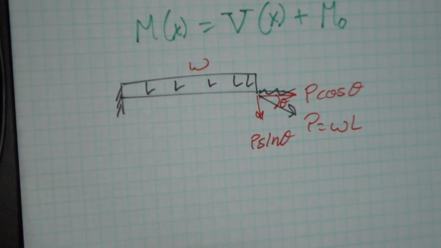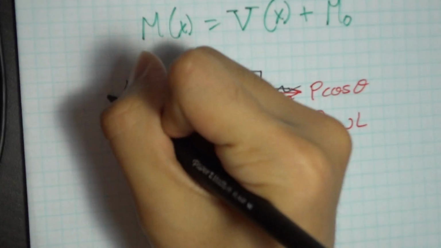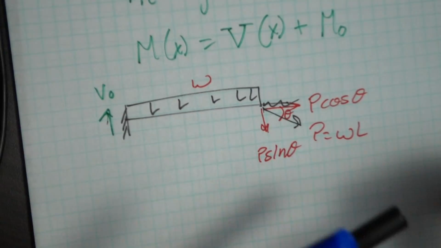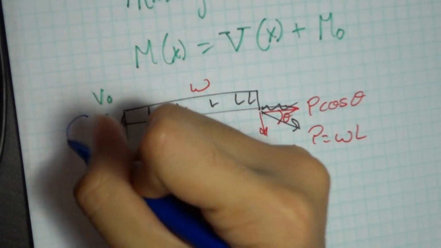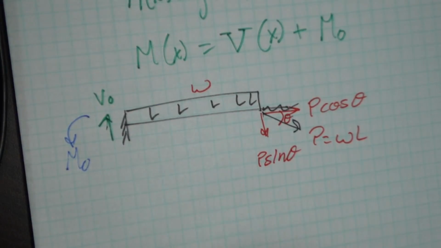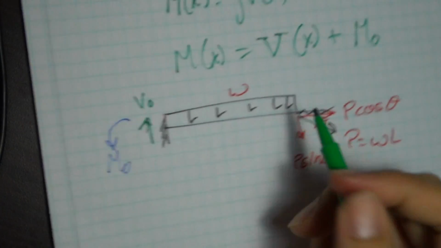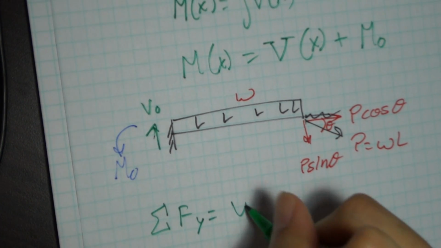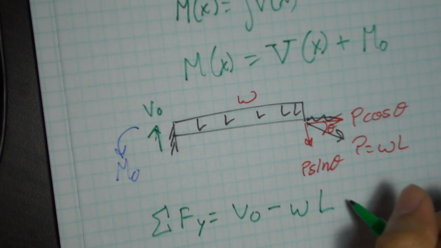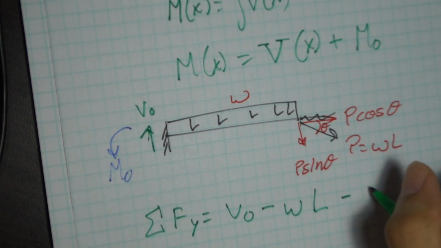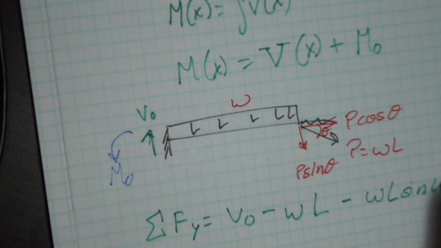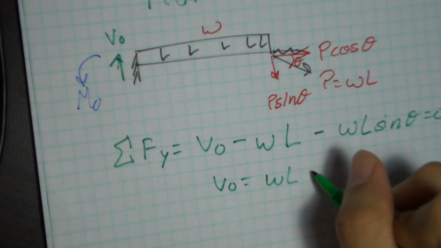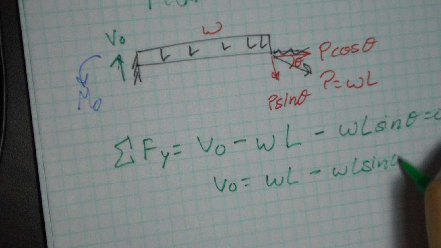You want to find your reactions. Well, if we do sum of forces, right? We have some unknown shear V naught here. We have some unknown moment M naught here. What does V naught have to be? If we do sum of forces in the y direction, we get V naught minus omega L minus omega L sine theta equals 0. So V naught equals omega L minus omega L sine theta.